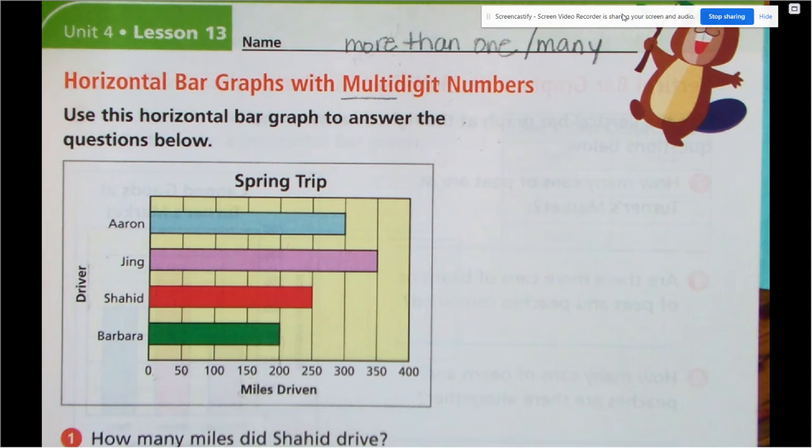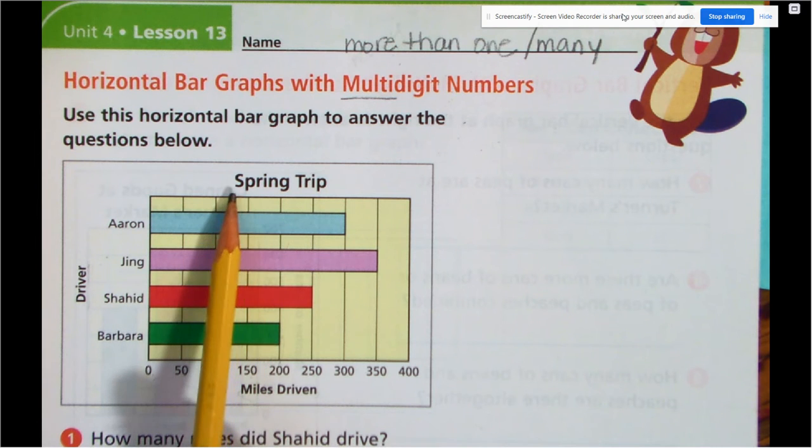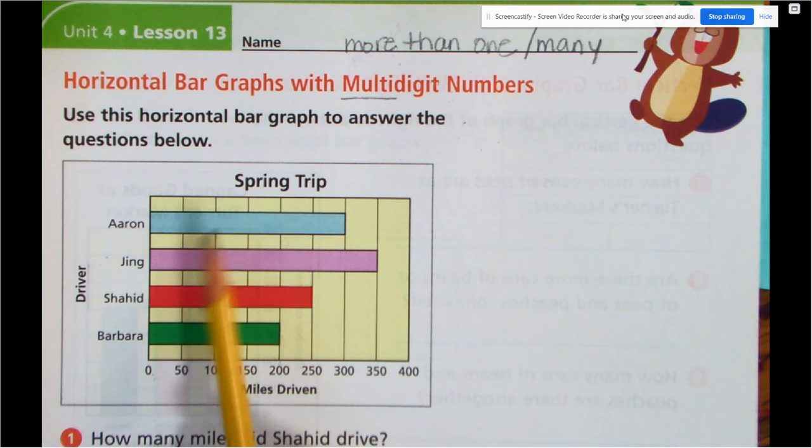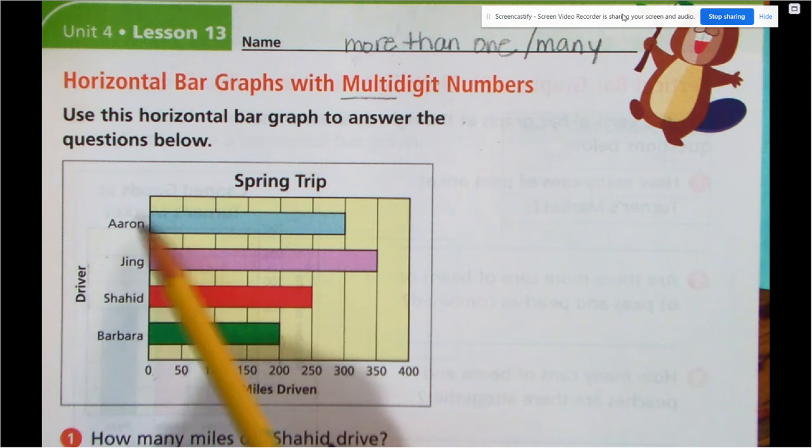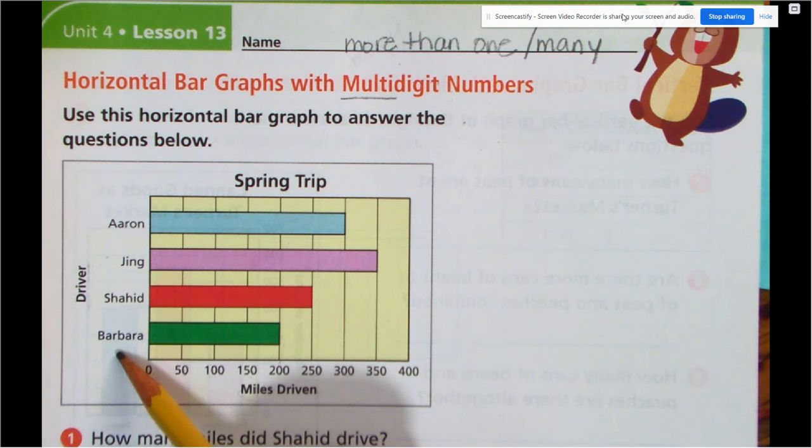And you're going to notice how these are different from the ones we did yesterday. So we've got this horizontal bar graph right here that talks about spring trip. Okay, and then on the left side, the label is driver. And you're going to see some names here of people who are driving. And then at the bottom, the label is miles driven. So how far are they driving?